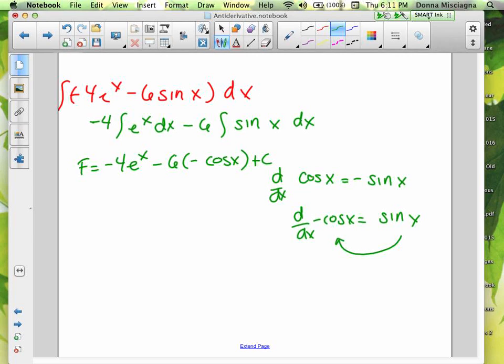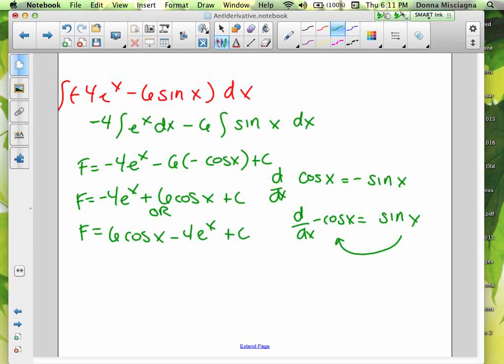And so now let's just simplify that up. This is not negative 6 minus cosine x. It's negative 6 times negative cosine x. So this is negative 4e to the x plus 6 cosine x plus c. If having a negative to start off with bothers you, you can also write this as 6 cosine x minus 4e to the x plus c, because after all, the order that you add in does not matter.